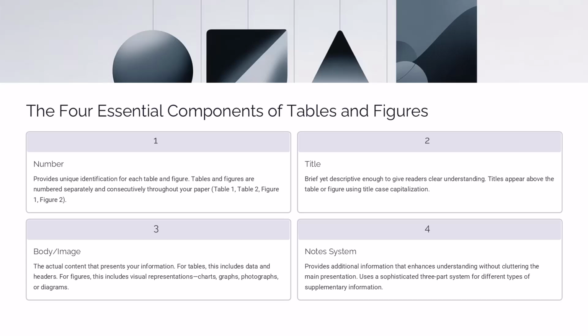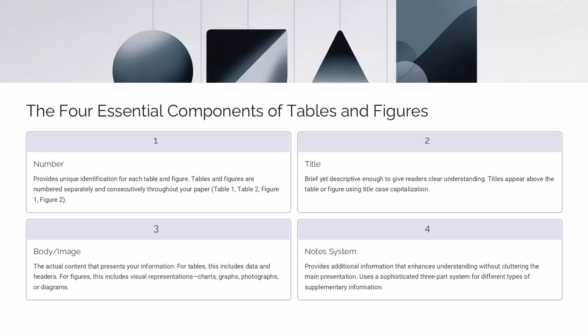The third component is the body or image, the actual content that presents your information. For tables, this includes the data, row and column headers, and internal organization that makes information accessible and meaningful. For figures, this includes the visual representation, charts, graphs, photographs, diagrams, or other images that illustrate your concepts. Table bodies should be organized logically with clear row and column headers that help readers understand the data presentation.